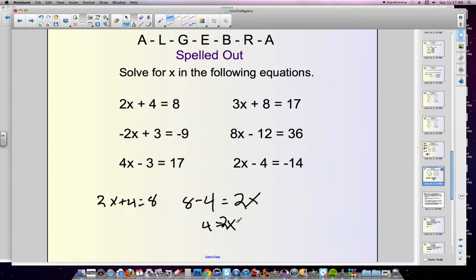And then I say, okay, well, now I know that 4 is the product of 2 x's. So if I divide 4 by 2, then I'll be left with x. And one can simply figure out that 4 divided by 2 is in fact 2.